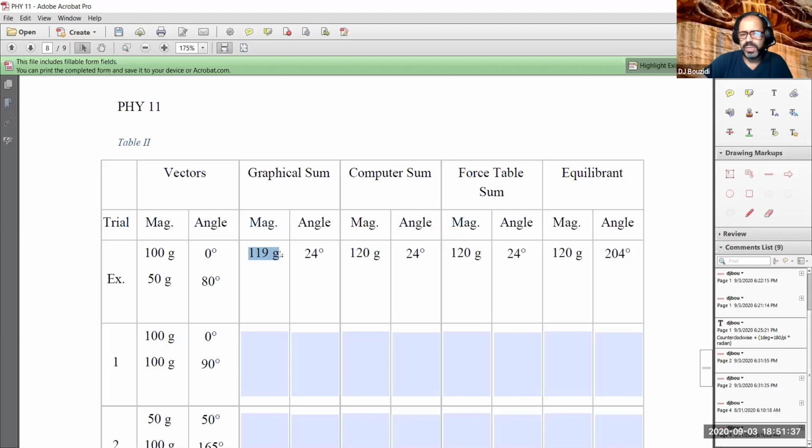But this is a sample. You're not going to change this value. Leave it at 119. Don't worry about this part. According to my measurement, it was 25 degrees, okay? So that is the graphical method.